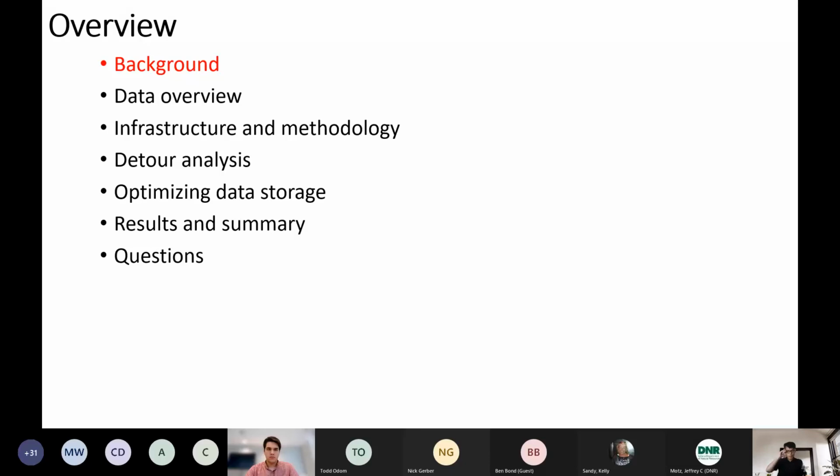So this is the agenda. We're going to go through some of the background with the data, infrastructure, and methodology, and then get to some of the detour analysis that Ben's going to talk through, and then get into some of the down the weeds stuff for a little bit, data storage optimization, and then look at the results.